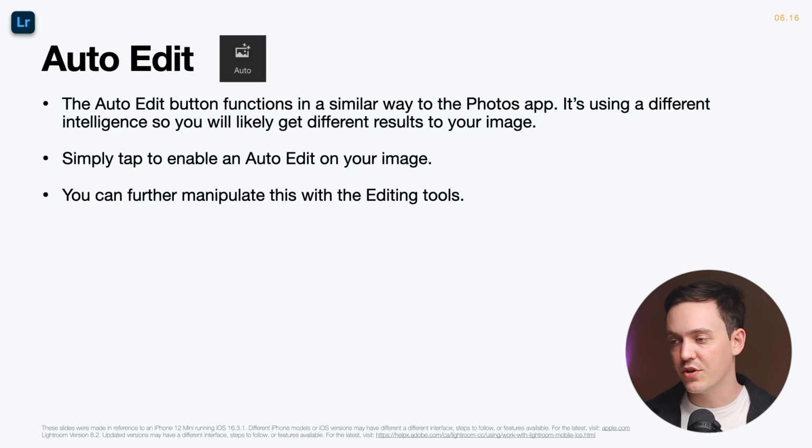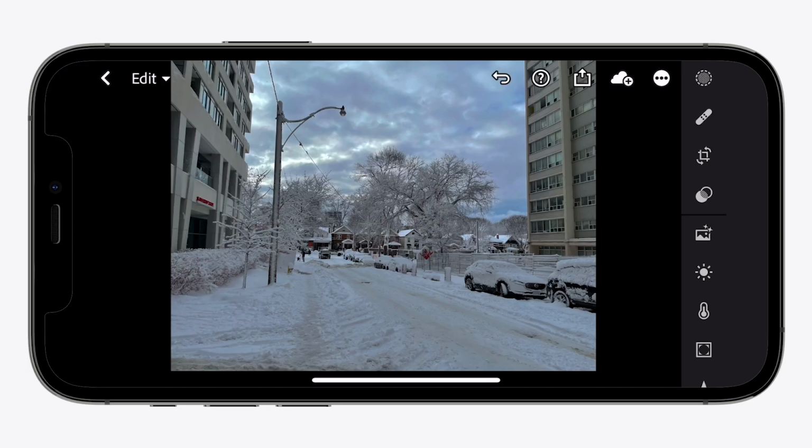The next tool in order is the Auto Edit tool. By simply tapping this, we can apply an auto edit to our image. This functions similarly to Photos, but keep in mind that Lightroom is using a different intelligence, so it's likely going to give you different results.